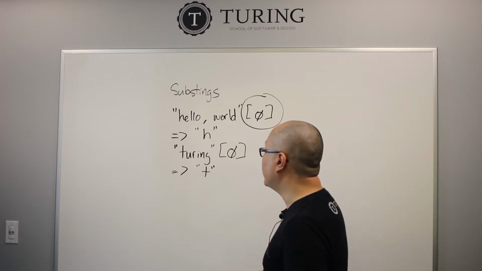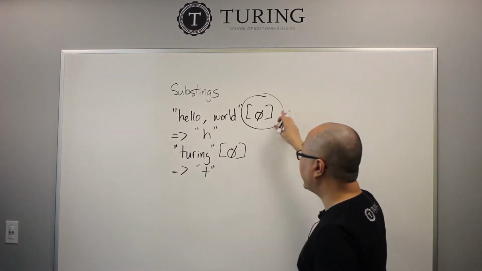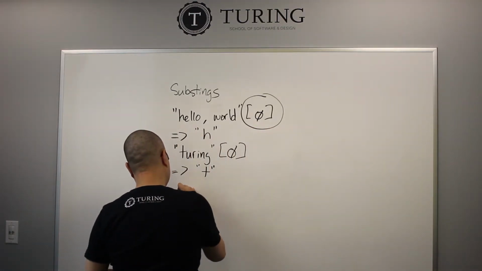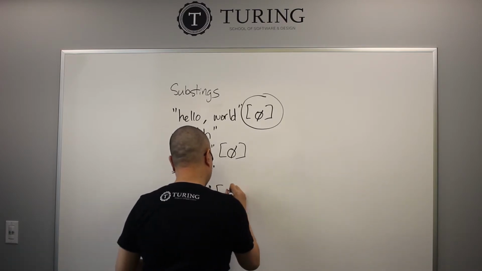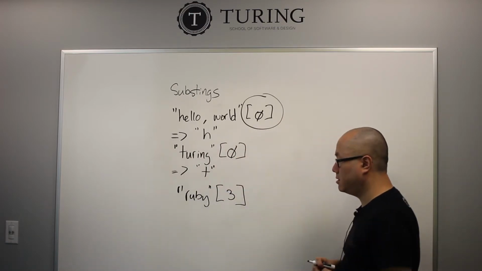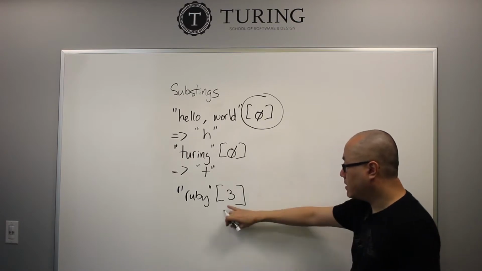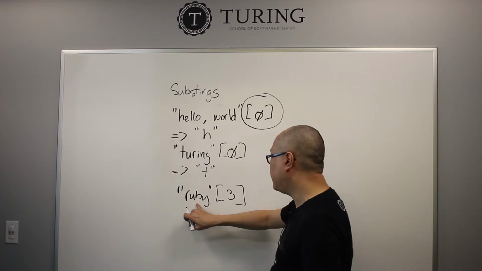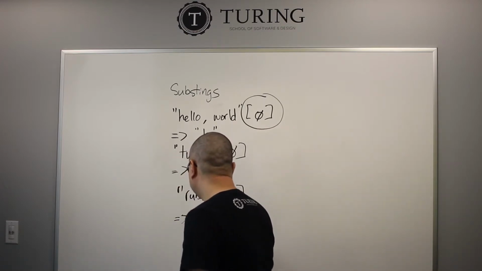So if we know that Turing bracket 0 is a T, and hello world bracket 0 is an H, what if we did this? What does this give us? Ruby bracket 3. Well, if we count, 0 is R, 1 is U, 2 is B, 3 is Y, this will return us the string Y.